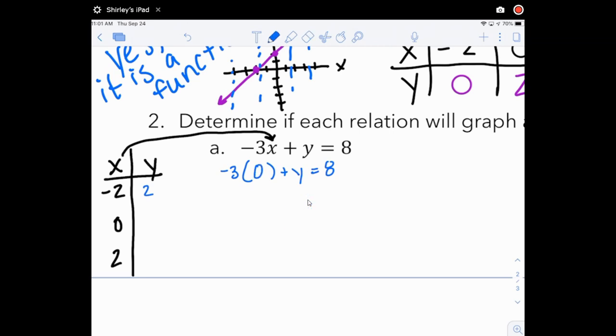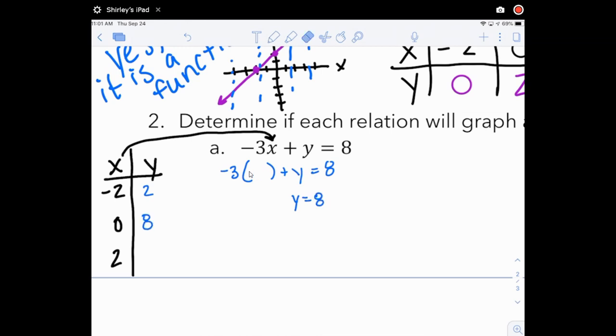Now I'm going to go ahead and input 0. So if I input 0 here, I like picking 0, because it's good to see what happens on the y-axis. But when you input a 0, it's always really easy to do that math because this is always going to cancel out, right? Multiplying by 0 goes away. So then I really just end up with y is equal to 8.